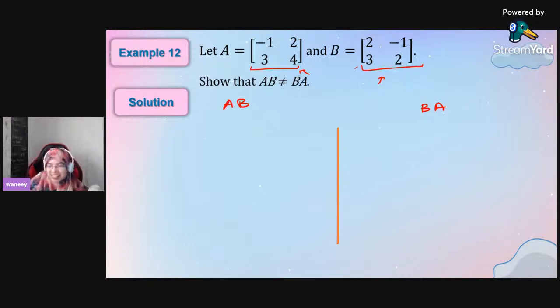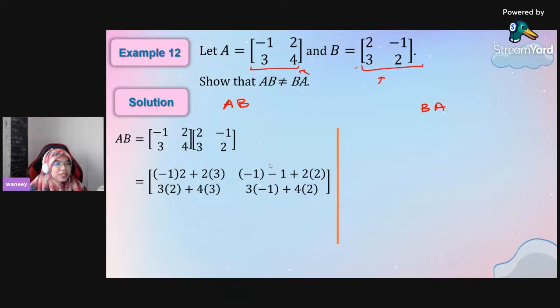Okay, next. Okay, so now let us write down what A and B are. So A is [-1, 2; 3, 4] and B is [2, -1; 3, 2]. And then as usual, row multiply with column. So you get -1 times 2 plus 2 times 3, and then -1 times -1 plus 2 times 2. And then 3 times 2 plus 4 times 3, 3 times -1 plus 4 times 2. And then of course you're going to simplify them. So that will become 4, 5, 18, 5.